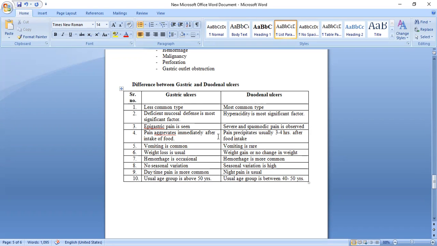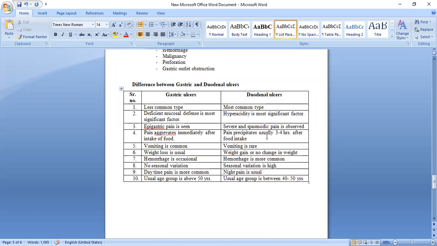In gastric ulcer, pain aggravates immediately after intake of food. When you have the food, that time the pain occurs. Otherwise, no food, no pain. But in duodenal ulcer it is exactly the opposite. If you don't have food in the stomach, that time it causes the pain, due to hyperacidity, the secretion of more HCl, the aggressive agents. If we have food in the stomach, then there is no pain.